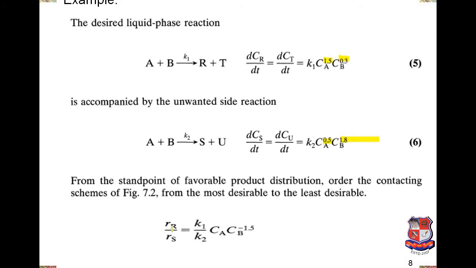So now if we take a ratio of the desired product to undesired product formation, it's given by k1 over k2, CA raised to 1.5 minus 0.5, that comes to 1, and the second one is CB raised to 0.3 minus 1.8, that is going to be minus 1.5.